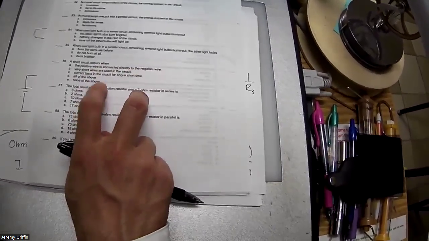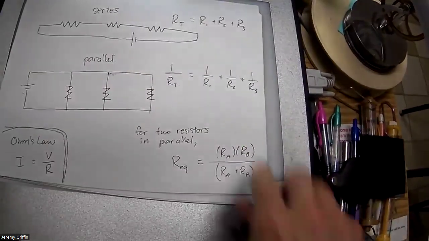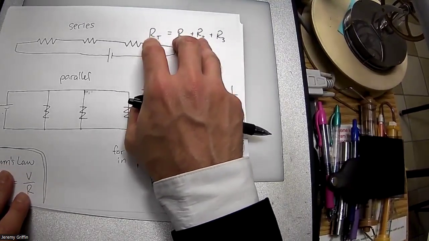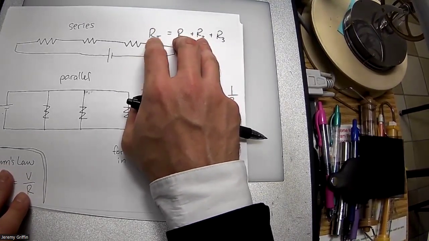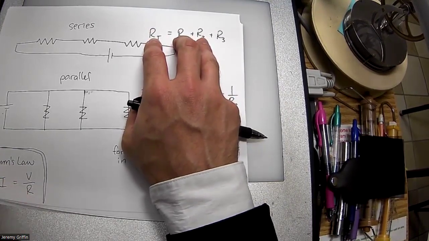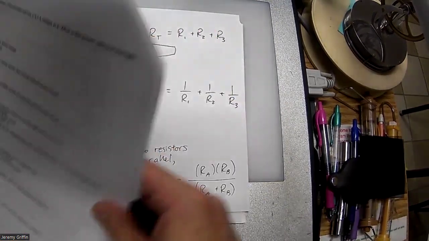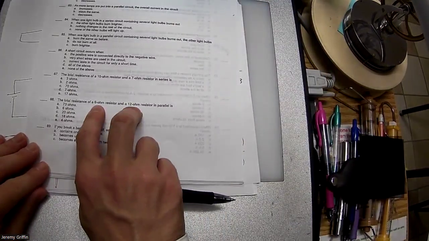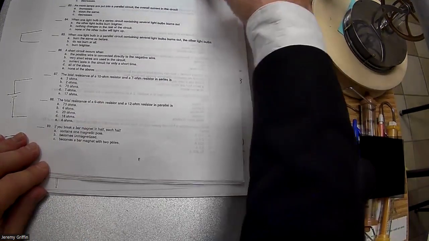The total resistance of 10 ohms and 7 ohms in series. Well, you guys just wrote down this formula in your study guide. So what's 10 and 7 in series? What is that? 17? You guys got 17? Okay. Number 88, 6 ohms and 12 ohms in parallel.